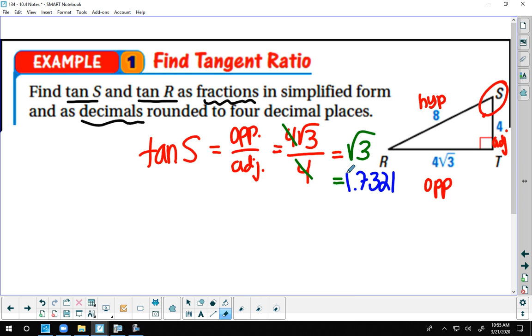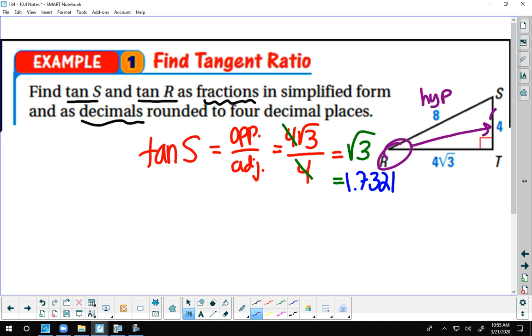Okay, now, since we're going to find the tangent of angle R, I'm going to erase this because those are going to change. So now let's find the tangent of angle R. So we're looking at angle R. This didn't change. That's still the hypotenuse. But now 4 is the opposite side, and the remaining one, 4 square root of 3, is the adjacent side.